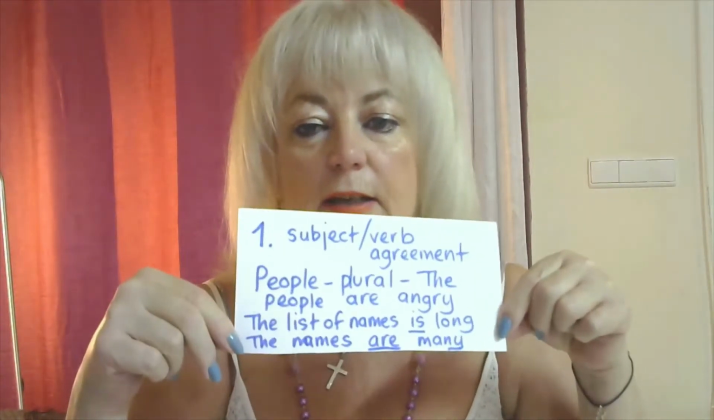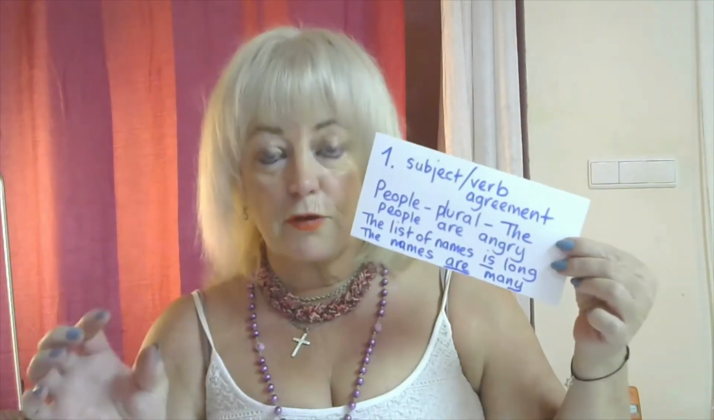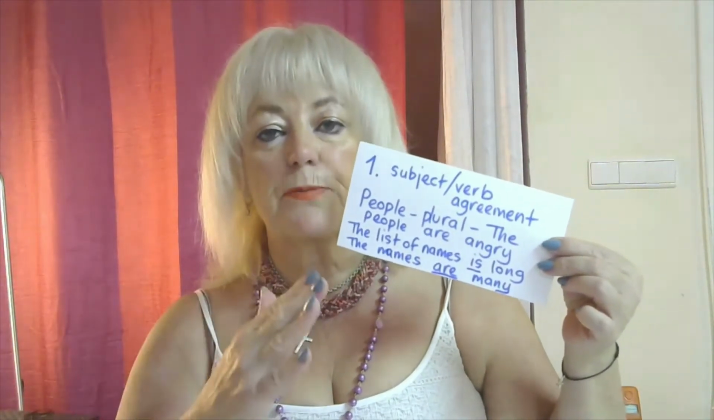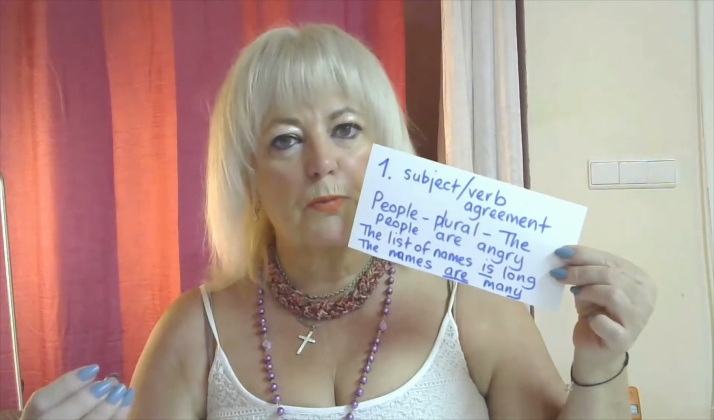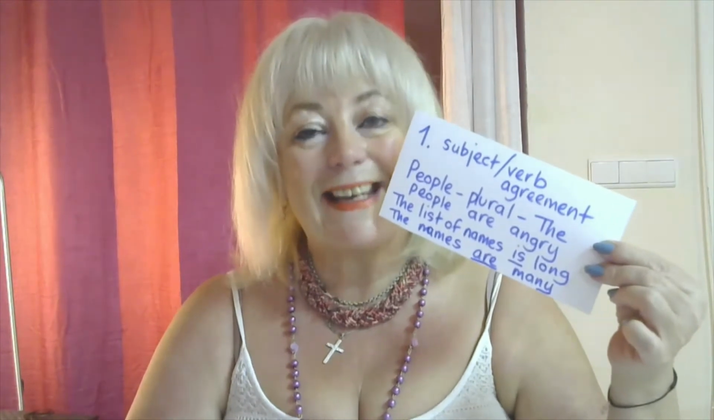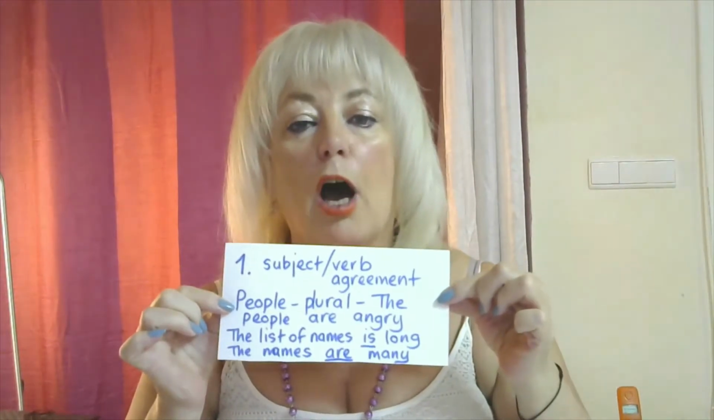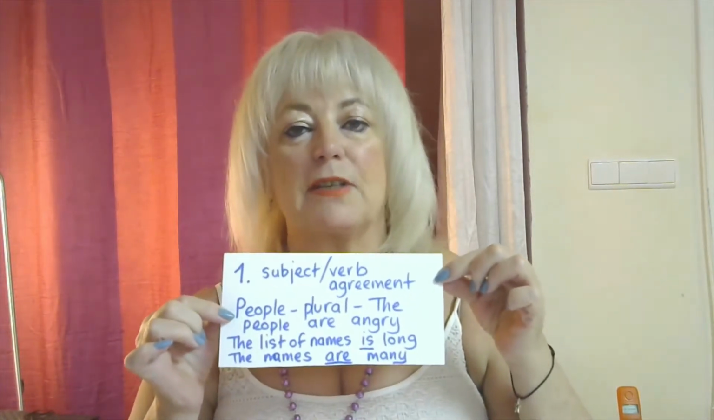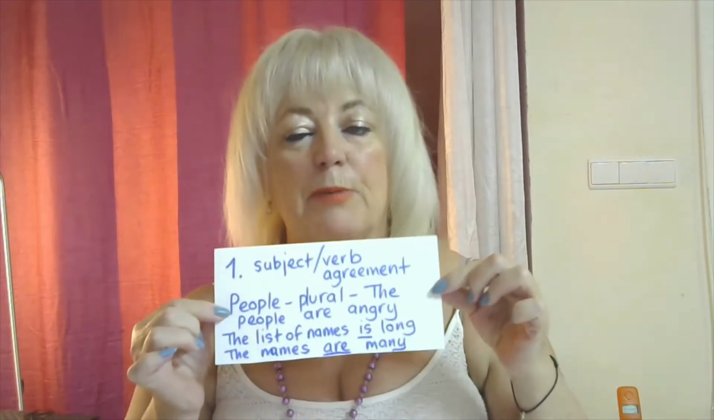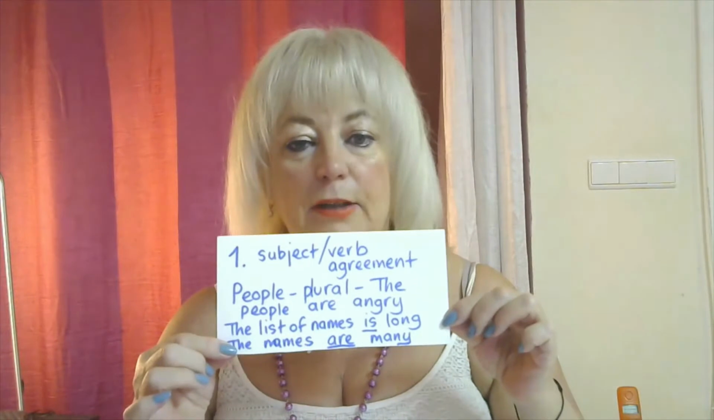The first common mistake that we're going to look at is subject and verb agreement. In other words, the subject and the verb have to agree. But sometimes it's difficult with some words. For example, people, la gente, in English is plural. So we would say the people are angry. Yeah, not the people is angry. En español es la gente es enfadada. Pero en inglés es la gente son. Yeah, it's plural. The people are angry.